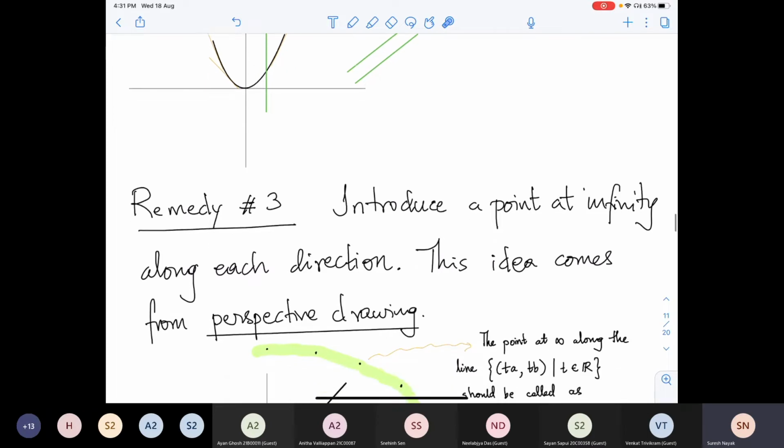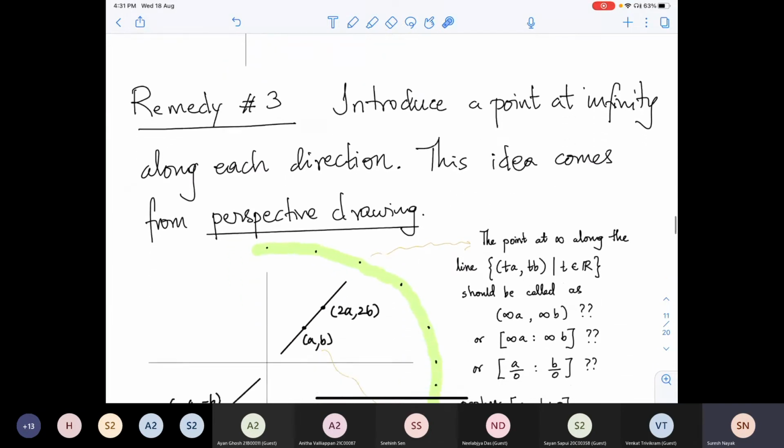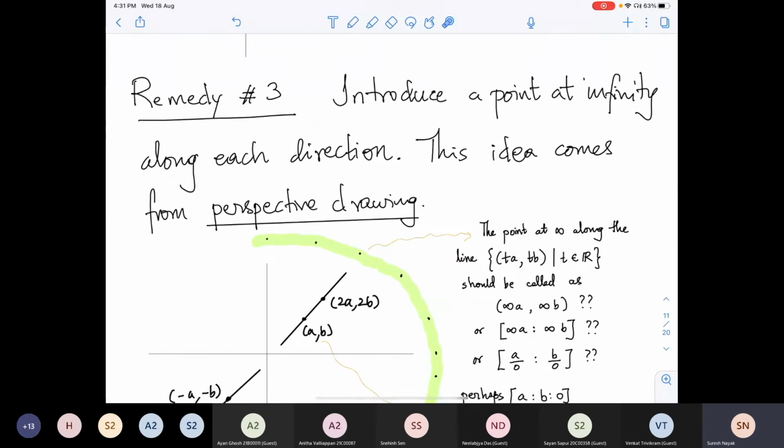So that is how I'm going to do that. For every line, I'm going to introduce one point at infinity. And this idea actually comes from perspective drawing. I actually meant to introduce some pictures here, but I forgot.